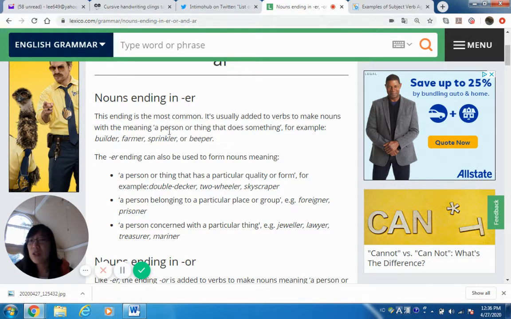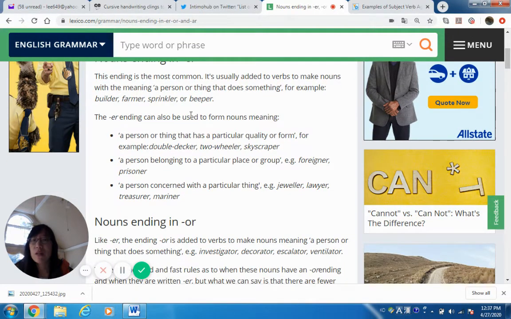Now usually a sprinkler is a thing that does sprinkle. So usually sprinkler is a water sprinkler. It sprinkles water. You use it on the lawn, or it could be in the ceiling for fire. Now beep, that's a verb again. You add ER, so it becomes a beeper. It was a really popular device before the cell phone. So that's a beeper. And most of the time, yes, ER is the most common type.